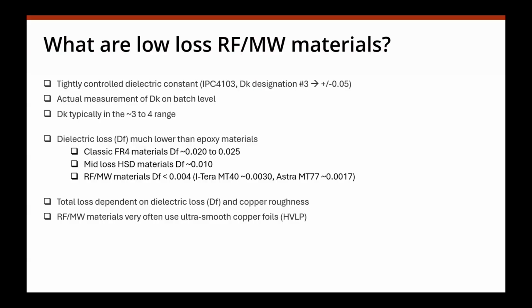The second factor beside Dk is the dielectric loss, the dissipation factor, Df. And for RF microwave materials, it's much lower than epoxy materials. I have provided here a number of, let's say, buckets where Df values fall into. Normal FR4 is around about 0.020 to 0.025. A mid-loss material as used in digital applications would be around about half of that. And RF microwave materials are somewhere below 0.004.